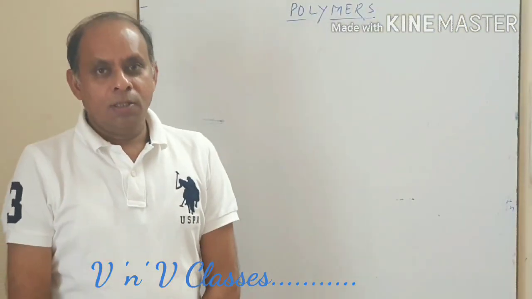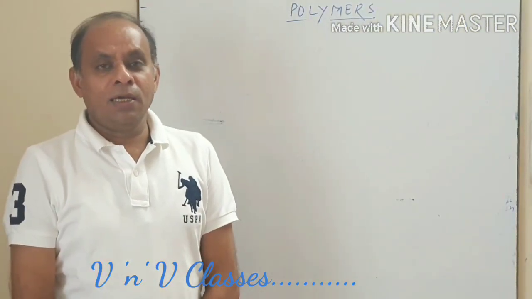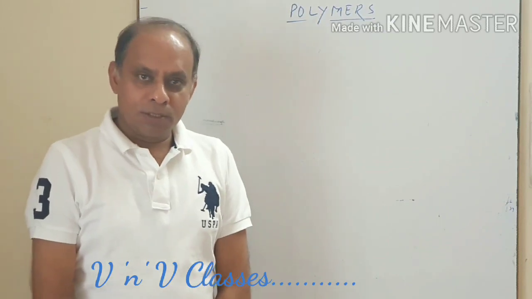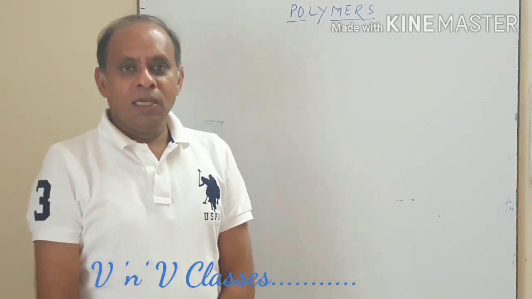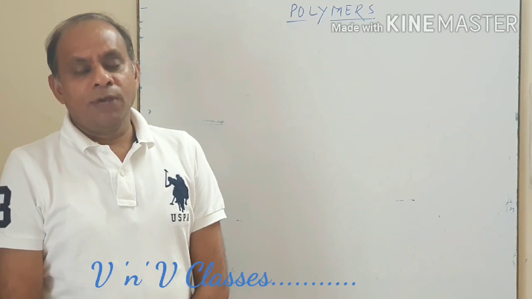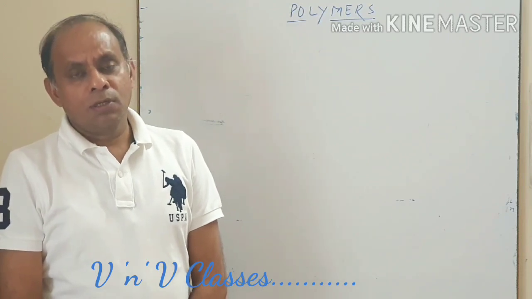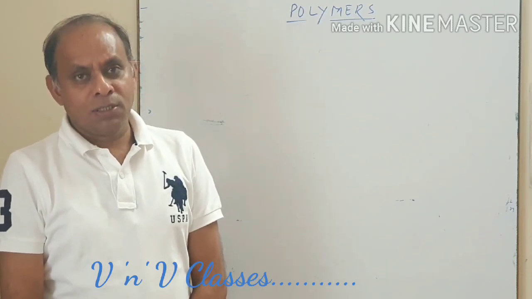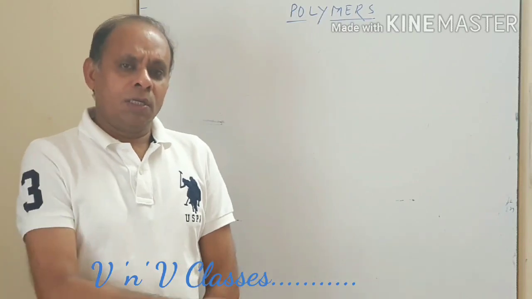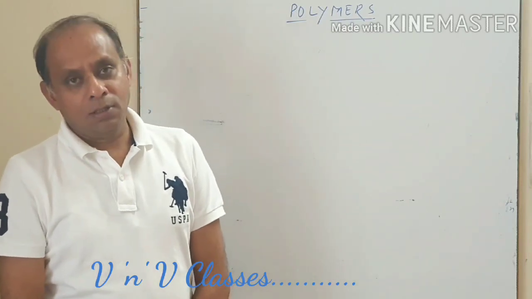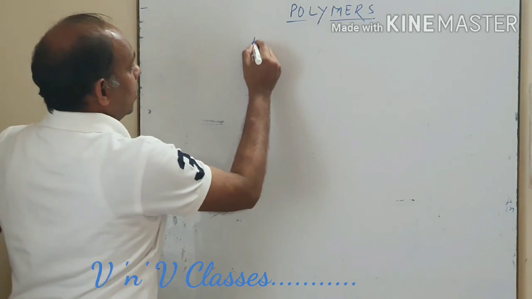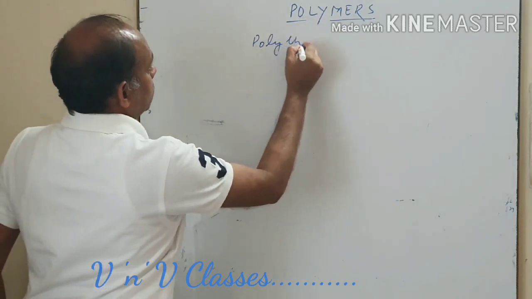Hello students, today we are starting another chapter, that is polymers. As you know, in various fields of life we are using certain compounds which are to be considered as polymers. If you talk about a common example, polythene. You say polythene, it is a kind of polymer.